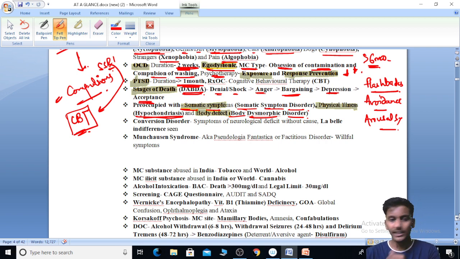And there are some dissociative disorders which can be seen. Out of it, there can be dissociative amnesia. Then there can be dissociative fugue, which is seen usually.